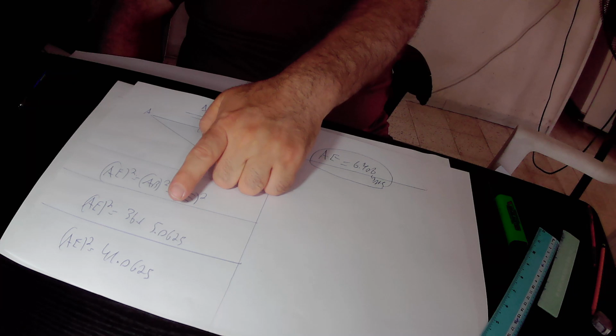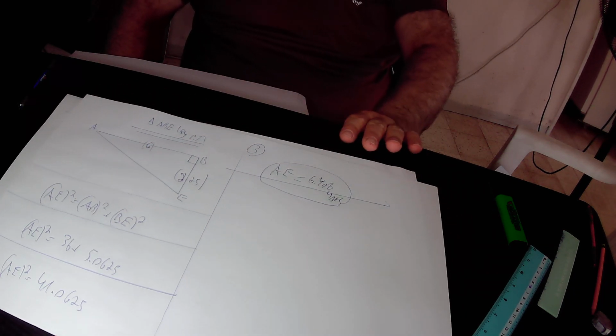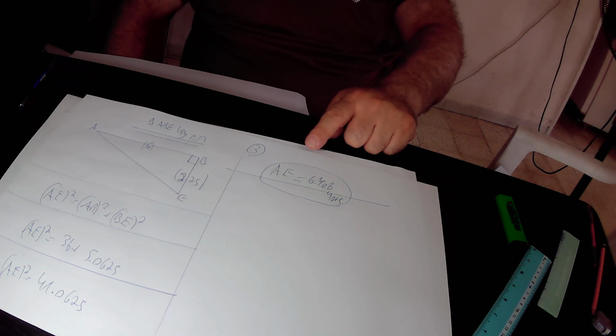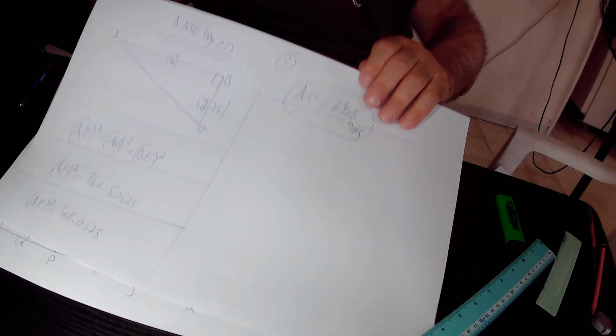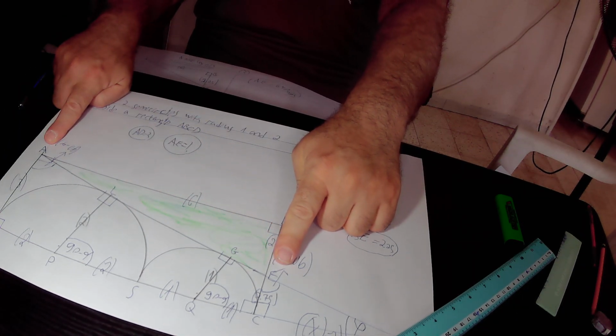So in conclusion, we found that AE squared equals 41.0625. Here we take the square root of this equation and finally find that the missing line segment we are looking for, line segment AE, equals the square root of 41.0625, that is actually 6.408 units. Repeat again: we found that the length of this segment AE is equal to 6.408 units. Okay, thank you very much.